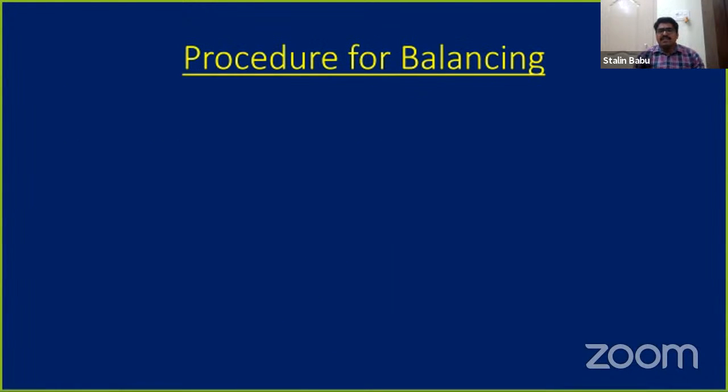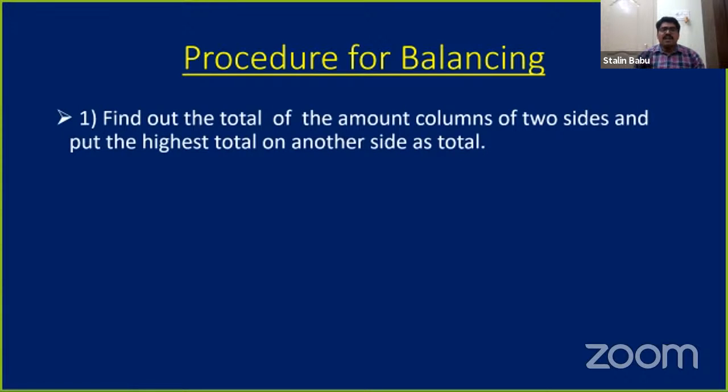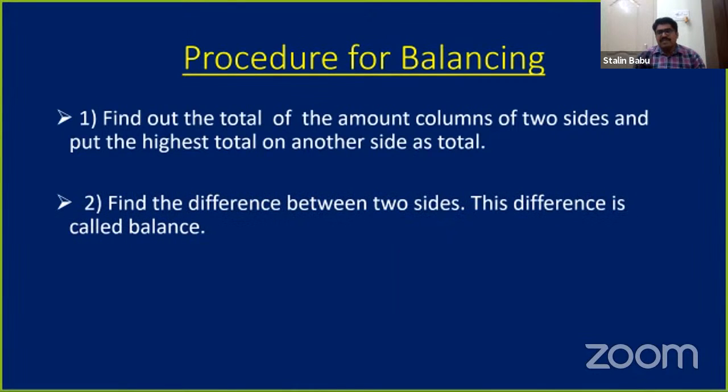Let us see the procedure for balancing. How do we balance an account? Find out the total of the amount column of the two sides and put the highest total on both sides as the total. First, we have to find out the total of debit and the total of credit roughly. If the debit side total is more, we put the debit side total first, and the same amount should be recorded on the credit side total also. After that, find the difference between the two sides. This difference is called the balance.